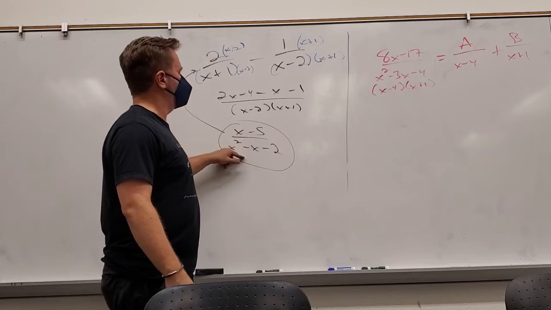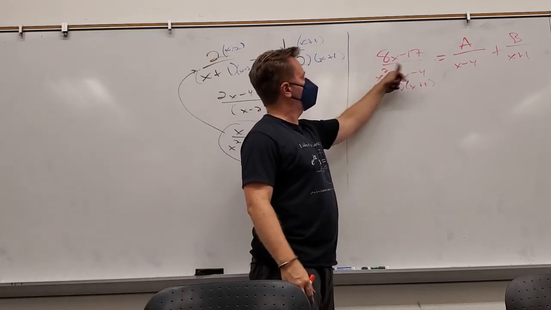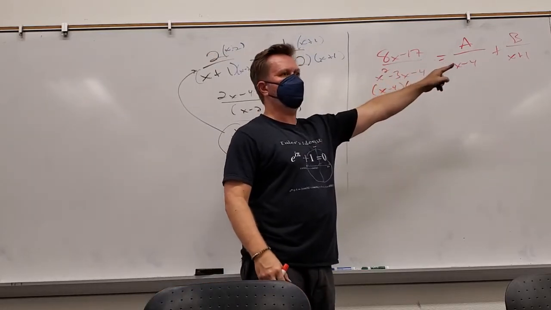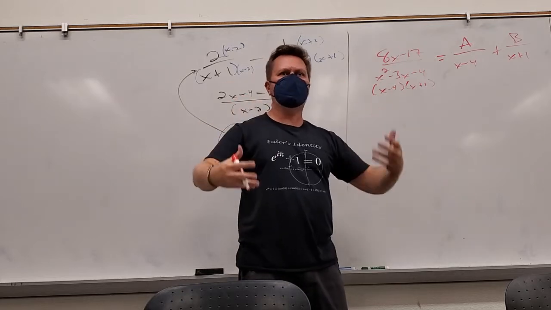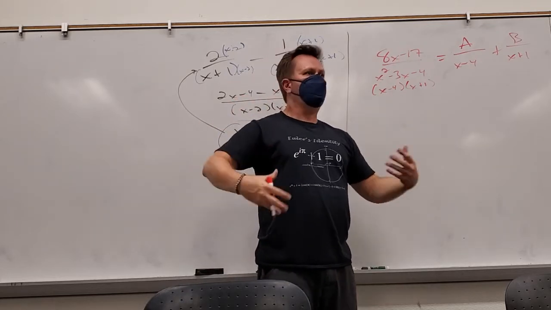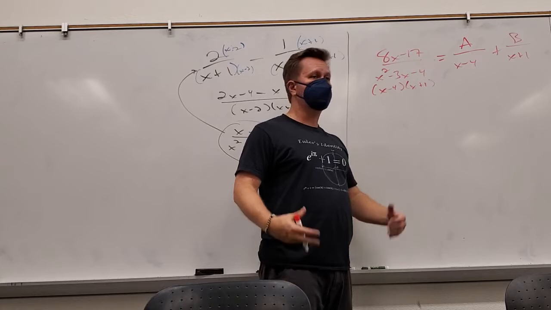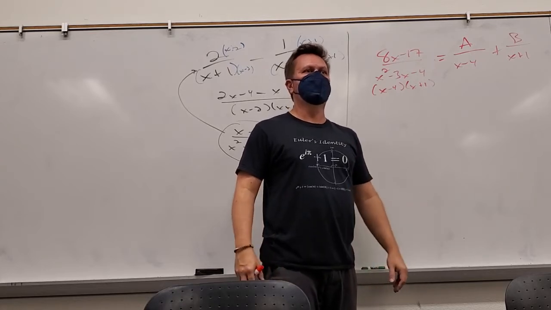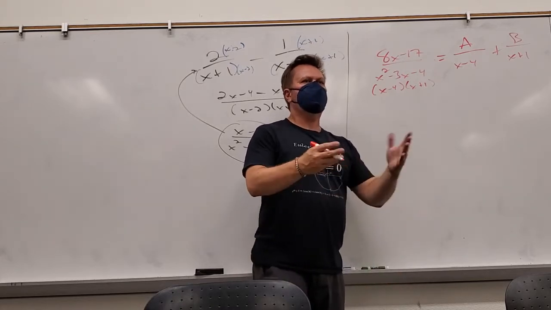Given this example, I expect this should be able to go back the other way in that form, and now it becomes a game. Can I figure out what A and B are? And there are some really great ways to do that. So watch this. How do I proceed?